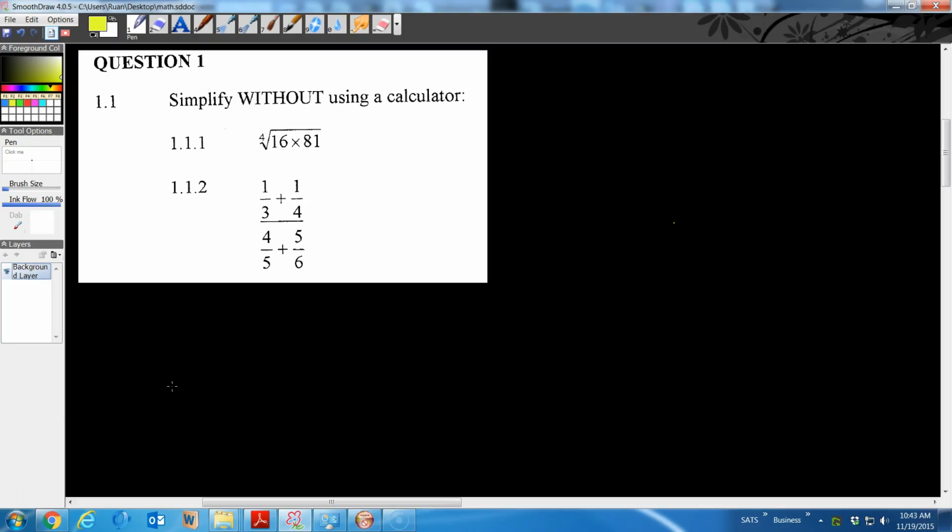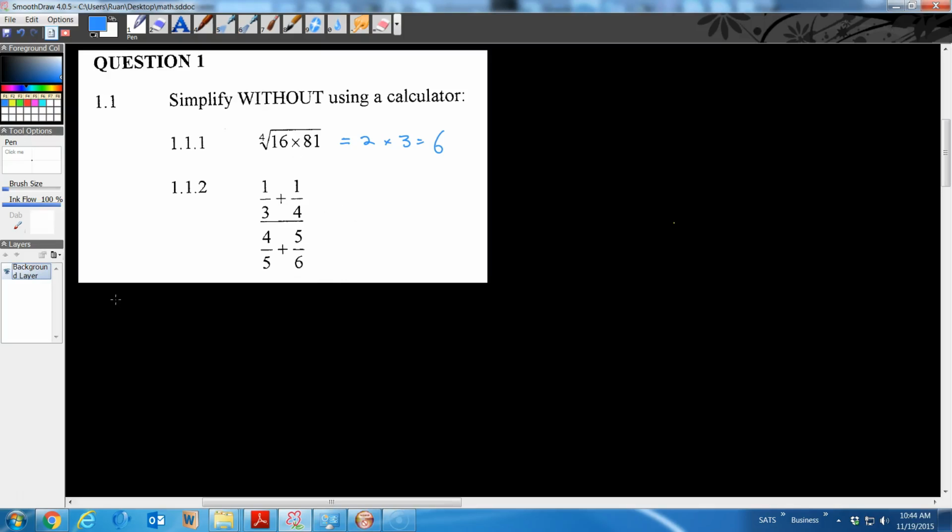Seems like I've got a limited drawing area here, but it's fine for now. Let's see. The fourth root of 16 multiplied by 81. If you multiply on the inside, this is basically the fourth root of 16, that's 2. The fourth root of 81 is 3. 2 times 3 is 6. This just tests your conceptual understanding. If this was plus, it would be a whole different ball game. You'd have to factor out a certain number. Well, let's look at this now.